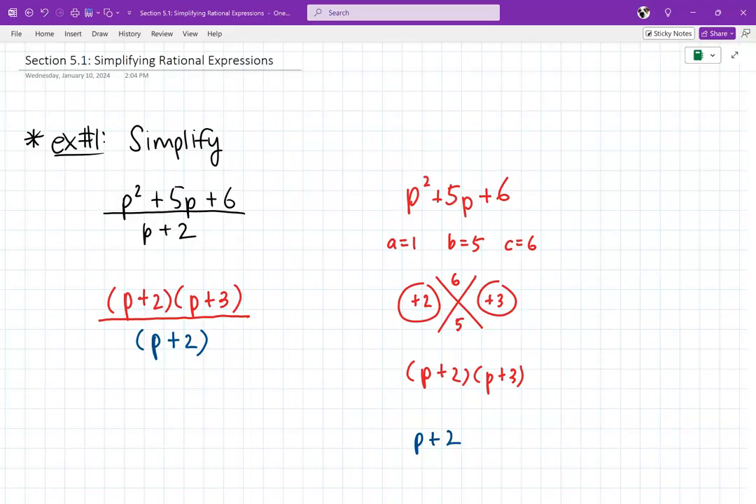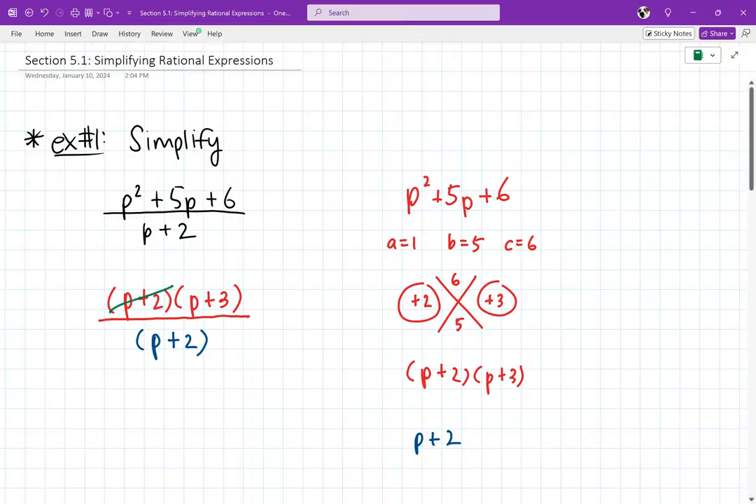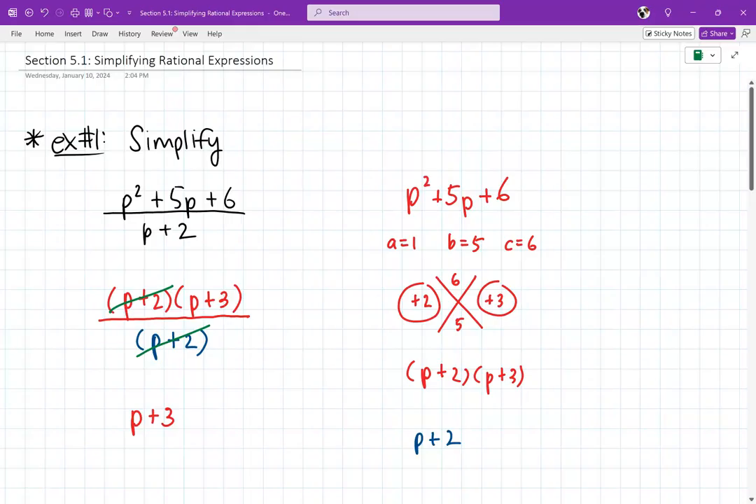Okay, so the simplification has been done. Now you have to look at top and bottom and ask yourself, what can I cancel, if any? Or what can I cancel from top and bottom? The p plus 2. So this will cancel that. So all that's left is p plus 3. So p plus 3 will be my solution for this problem. Okay, that's simplify. All we're doing is simplifying these things. So p plus 3 will be my simplified answer.